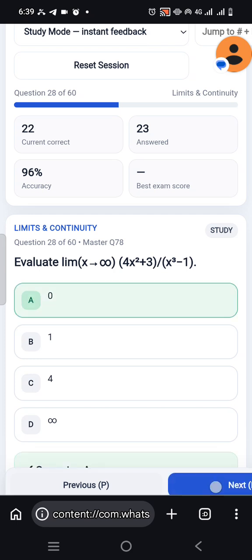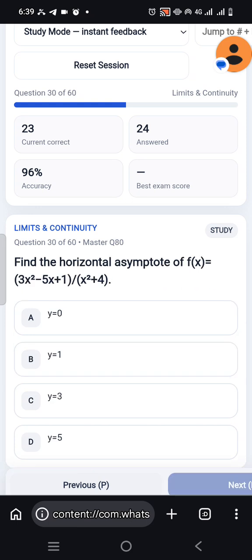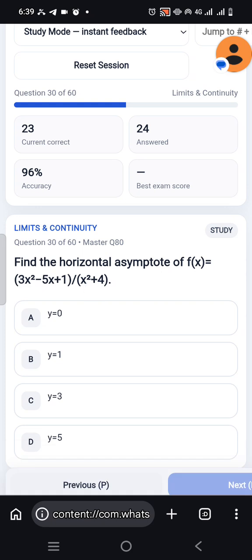Do you get it? So the next question, 7x cube and 2x cube. The highest power, the coefficient is 7 here, is 2 here. So the answer is 7 over 2. So that is B. So the next one, this one too. The highest power is 3. The highest power here is 2. So this coefficient is 3. This is 1. So 3 all over 1 is 3.